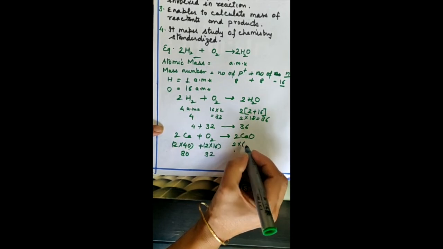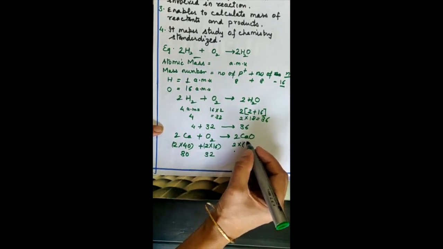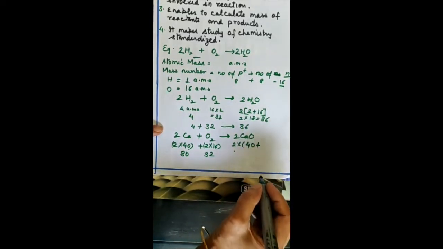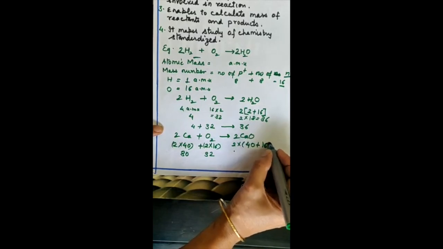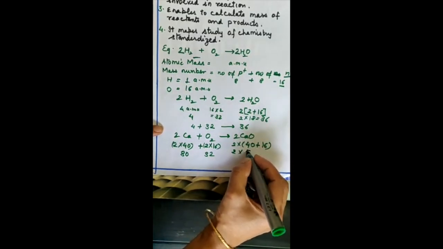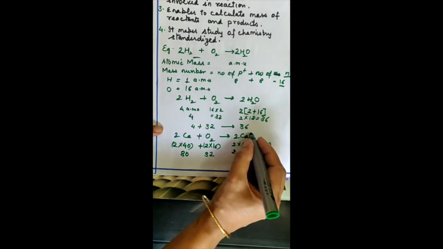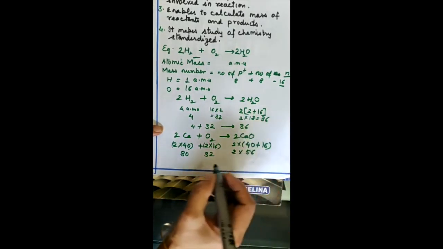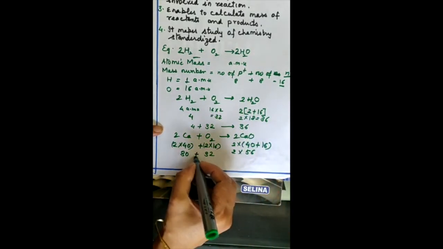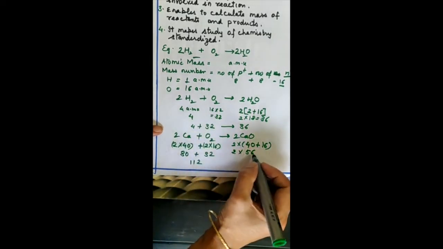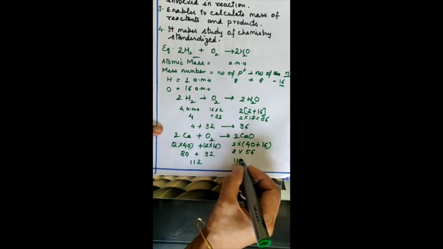2 into, because 2 molecules and 1 molecule consists of 1 atom of calcium, that is 40 unit mass, and 1 atom of oxygen, that is 16 unit mass. Together, 56 unit is the mass of 1 molecule of calcium oxide. So 2 molecules, 2 into 56. 80 plus 32, this is 112. Here as well 2 into 56, that is 112.